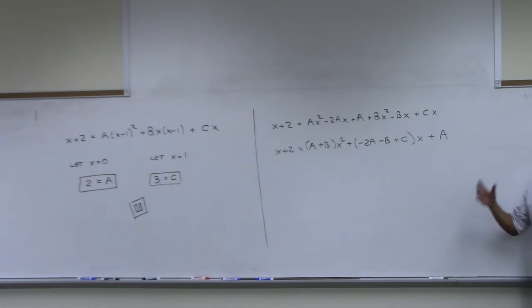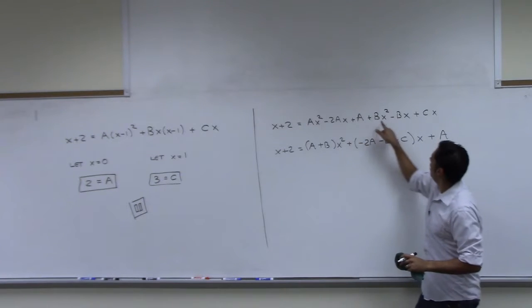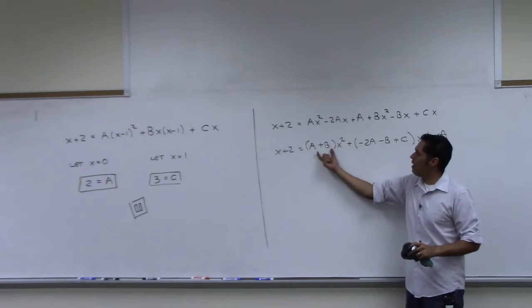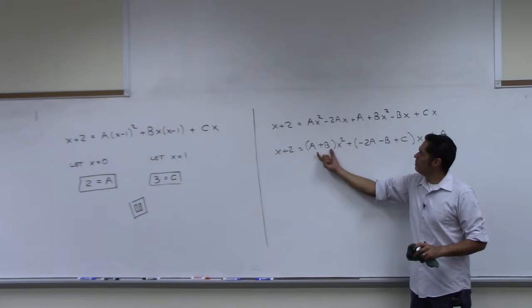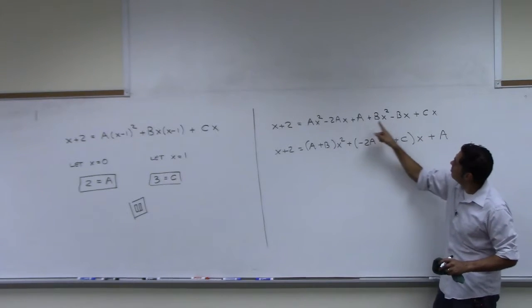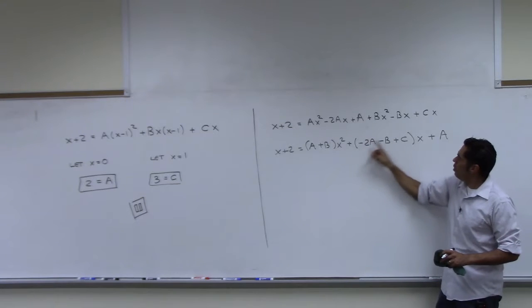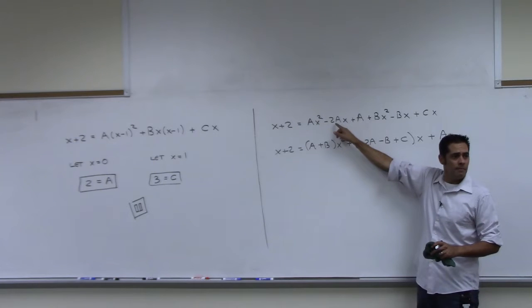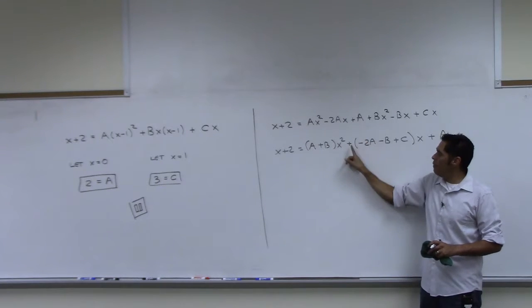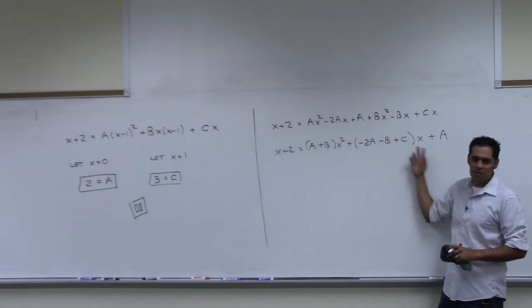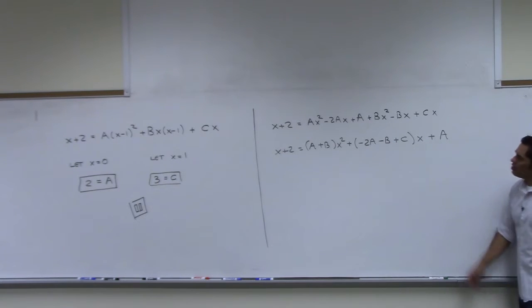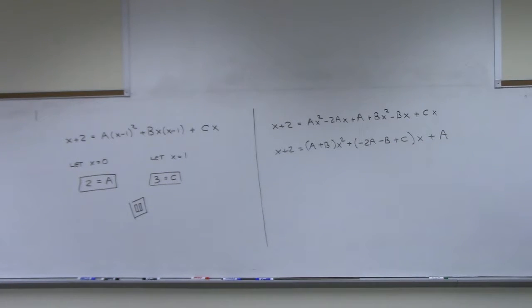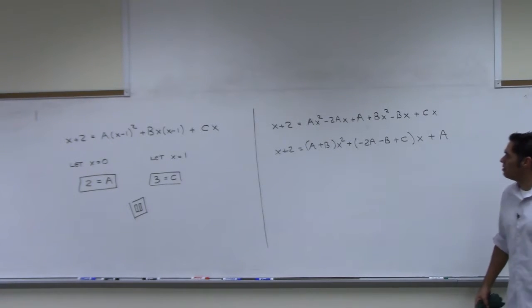So I've already collected my like terms together and factored out. I put my x squared together and pulled the x squared out, left with a plus b. On the x terms, notice I put them all in parentheses, put a plus here, and put a negative 2a in the parentheses for that. Don't put minus here and then parentheses, because then it changes all the signs. Do you all agree that's the same? Yes? Okay, so now you can set up your equations.